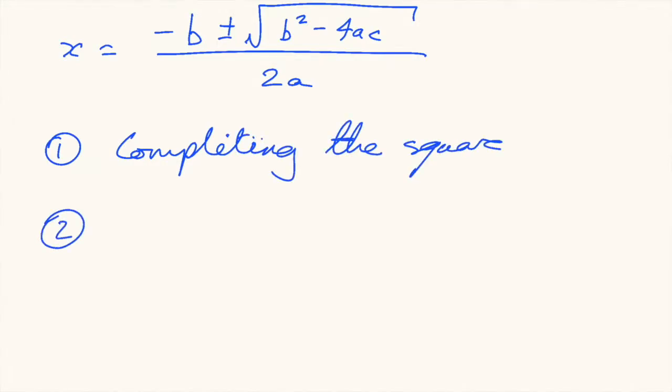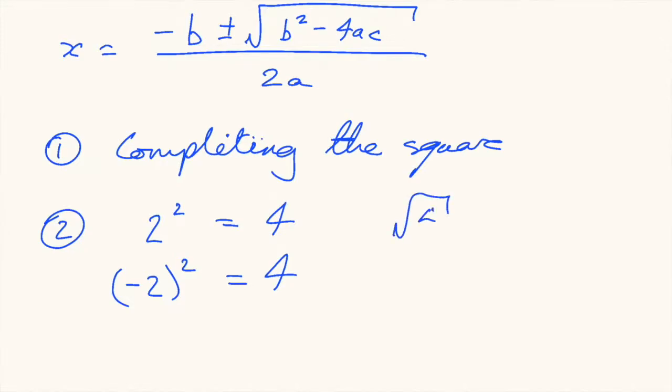And the second one is to consider that if I take 2 squared I get 4, and if I take minus 2 squared I also get 4. And that means that if I try and take the square root of 4, I have to consider both the positive and negative solutions of that, because it could have come from either positive 2 or negative 2.